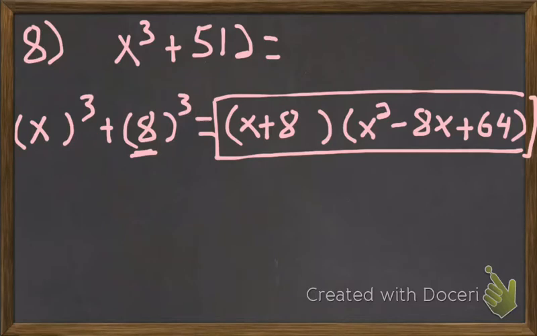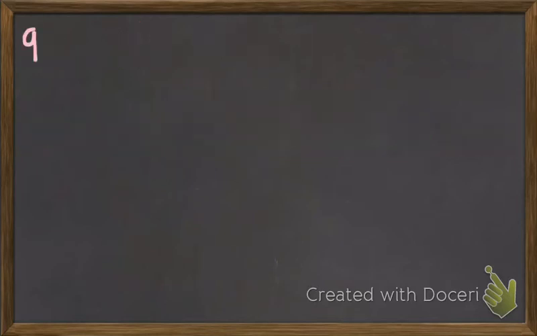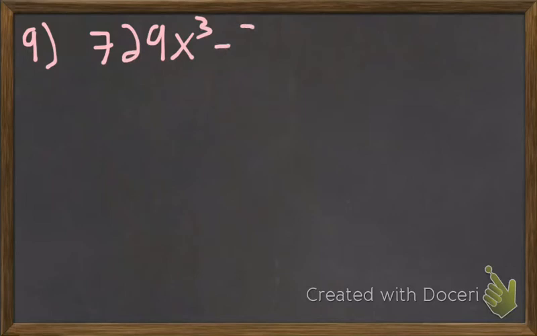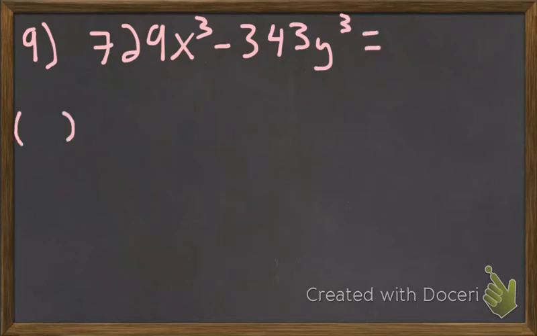All right, last one, guys. Let's go to number 9. And it's a 3-star one because it's hard to see what times what is 729 or 343, but it's not hard because it's on the board. So let's do that. 729x cubed minus 343y cubed. So first thing, let's set it up like this. And then like this. Got more room now.